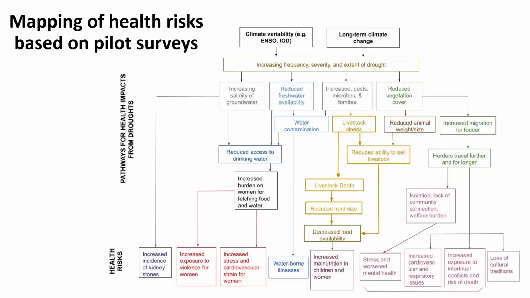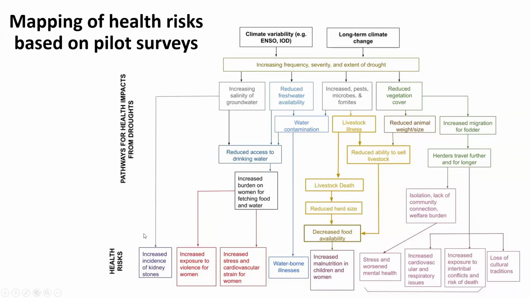I'm not going to walk you through all of this, but this is from our pilot surveys. We created this map of the different risks that we heard about, both from women who stay in the homestead and from the people that travel with their herds. This is a map of all the different types of stresses we heard about and the health risks that they experience, from disease to mental health risks, as well as cultural health risks.